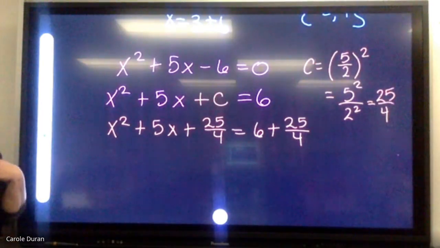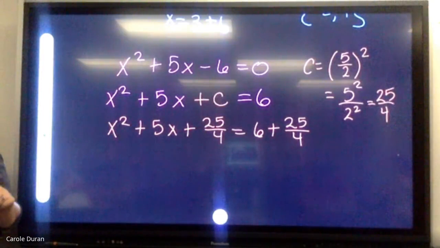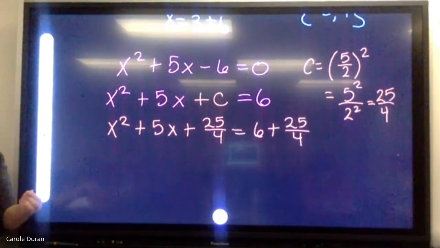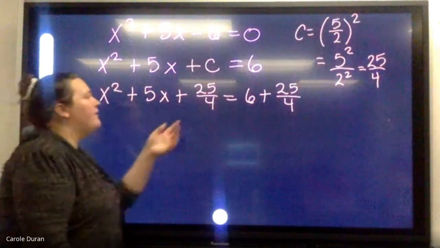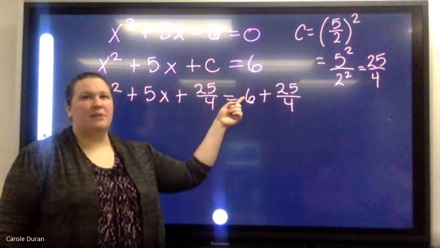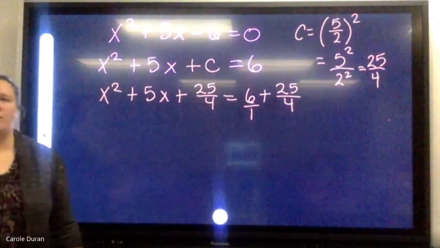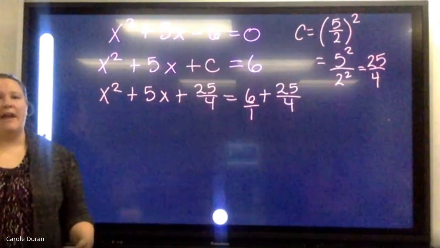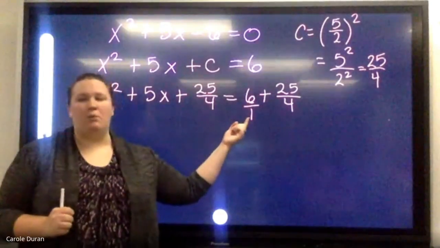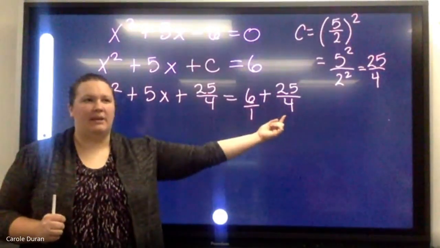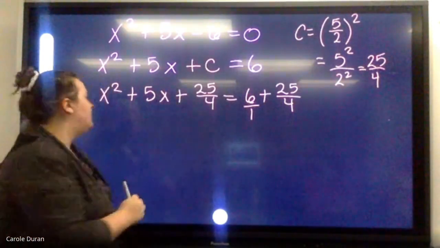What I need to do now is put that right side together, but I can't do it the way it is right now. Because instead of having something over 4, I have 6 over 1, and I'm trying to add 25 over 4 to that. We can only add fractions if they have the same denominator. So what do I need to multiply 1 by to make it have the same denominator as the other fraction? 4.